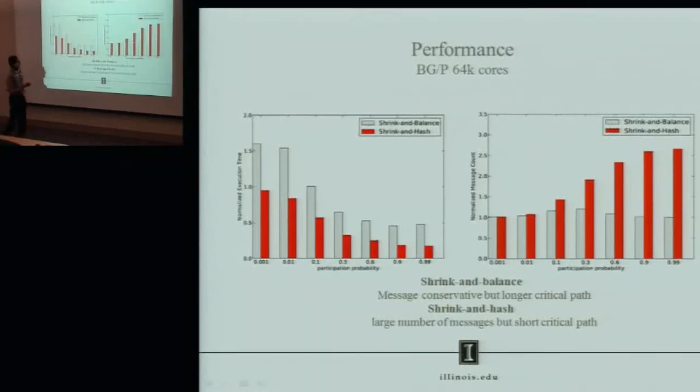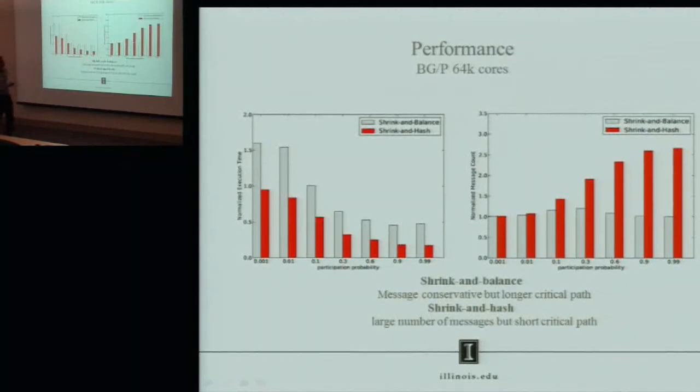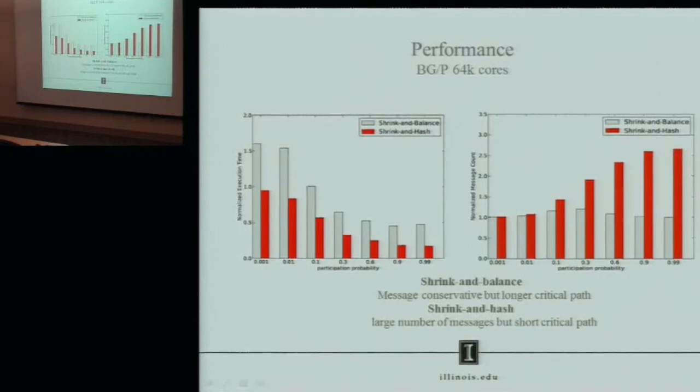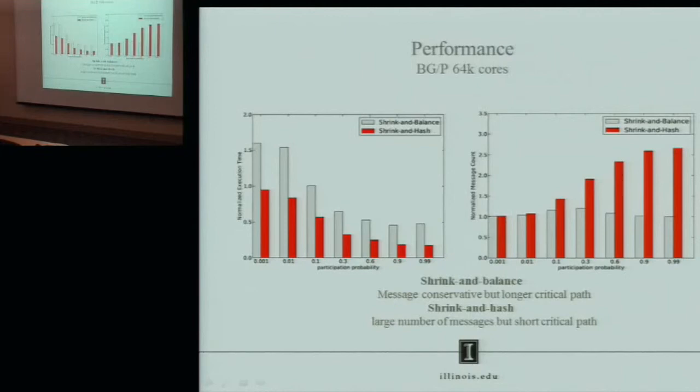One thing to note here is that the shrink and balance scheme is message conservative. The number of messages is very close to the number of messages sent in the centralized scheme, and the number of messages in the hashing scheme is much more, almost 2 to 3 times at certain sizes. But despite that, the hashing scheme is faster than the balancing scheme, and the reason is that the balancing scheme has a longer critical path, even though it is sending far fewer messages.